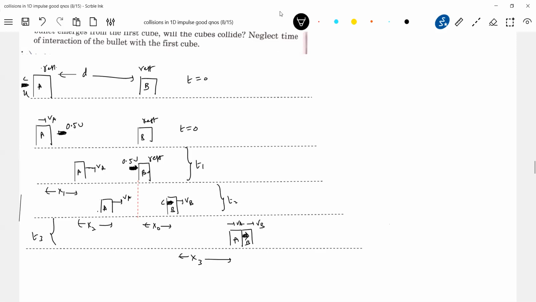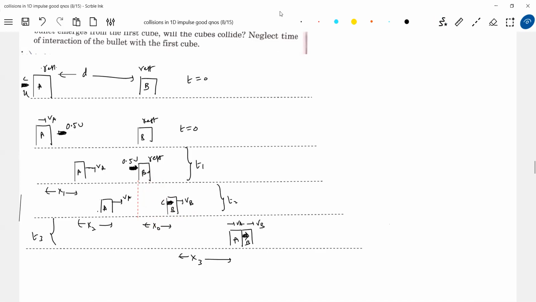So here the motion of the block and the bullet from the event in the third and fourth diagram will be accelerated. Block B will accelerate, bullet will retard. So when you are writing equations here, you have to be careful. Write down all the equations.